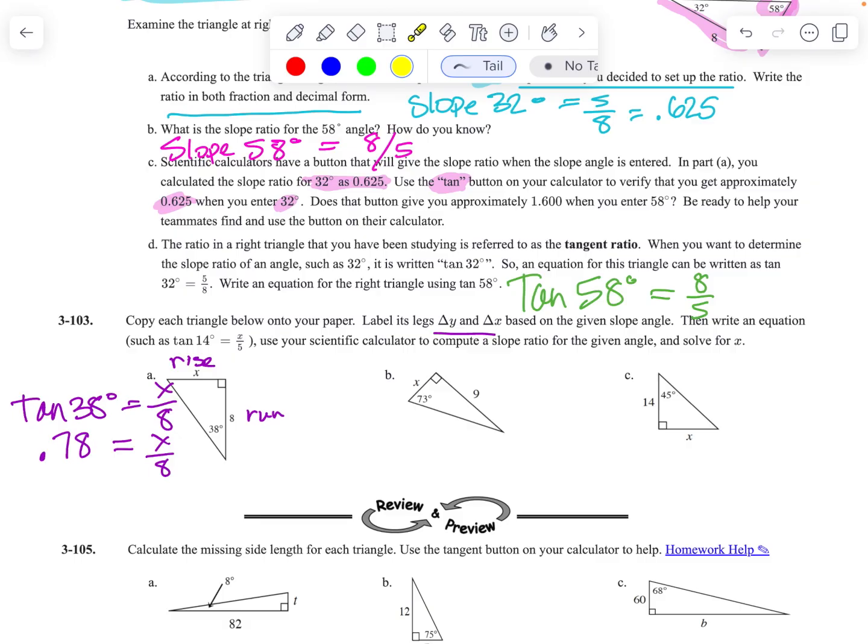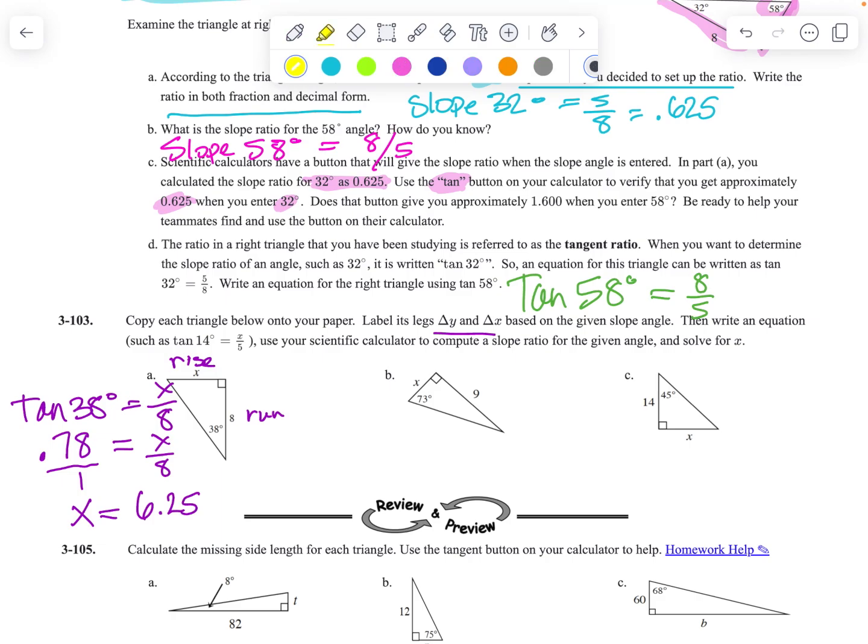Next, I'm going to cross multiply. When you have a decimal, we can always put it over 1, okay? So now when we cross multiply, we're going to multiply x times 1 and 8 times 0.78. So when I multiply x times 1, that's easy, that's x. I'm going to go to my calculator, and I'm going to take 8 times 0.78, and 8 times 0.78 is 6.25.